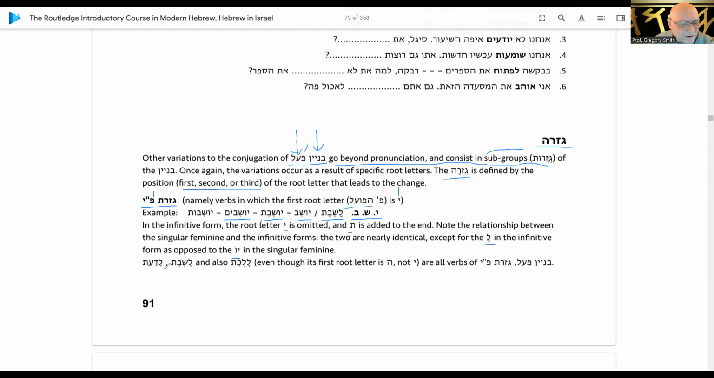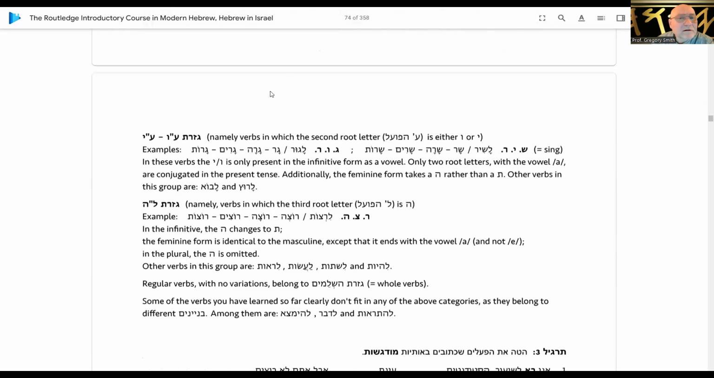Okay, so la da'at means to know, la shevet means to sit, and also la lechet. I think that means to go, even though its first root letter is hey, not yod. Are all verbs of the gizret, this looks like gizret, pay. In other words, the first letter is yod, pu'al binyan. Okay, all right. Well, let's see a little more into what's going on here.